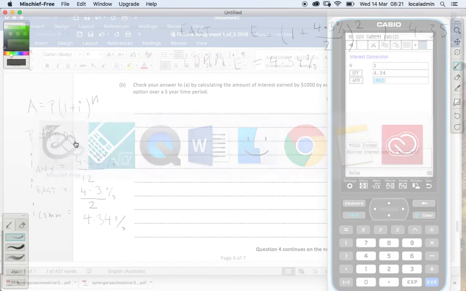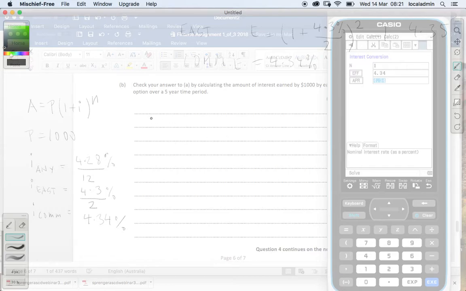Let's get back to this one and do our exercises now, because we need to do 3 calculations, calculating what they would actually get if we were to invest $1,000. So here we get 1,000 times 1 plus 4.28% over 12, to the power of 12, and we do that for 5 years. We don't do that for 1 year, we do that for 5 years. So that's for Any Bank, that's for Eastpak, and that is for Combank.